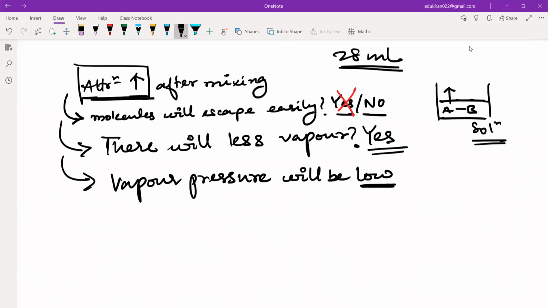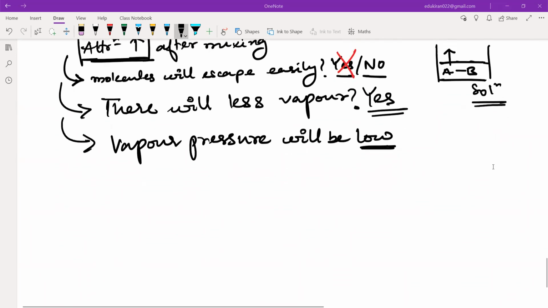Yes, sir. If there will be less vapor, that means you have less gaseous molecules. If you have less gaseous molecules, the vapor pressure will also be less. That means the pressure applied by gaseous molecules will also be less. Is that clear? Yes or no? All of these points? Yes, sir. Okay. अब यहीं से बात आती है, देखिए अब यहाँ से, this is again way more important.